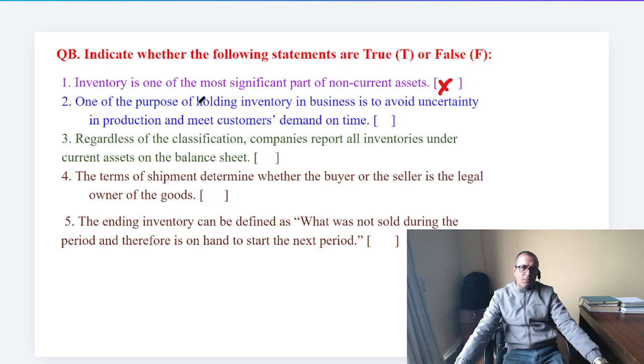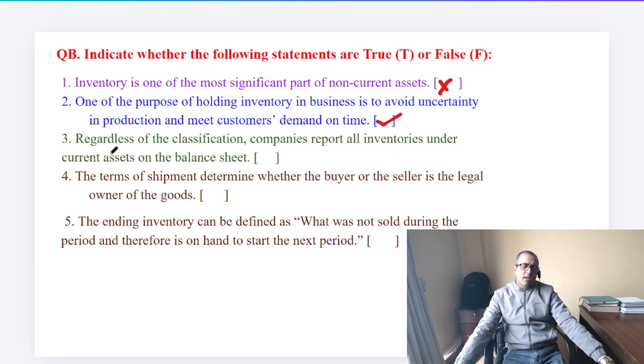Now one of the purposes of holding inventory in the business is to avoid uncertainty in production and meet customer demand on time. As we know, the reasons behind holding inventory are the transaction motive, precautionary motive, and speculative motive. So sometimes there might be uncertainty. When the market is uncertain, we try to hold inventory so that we can meet customer demand on time. So this is right.